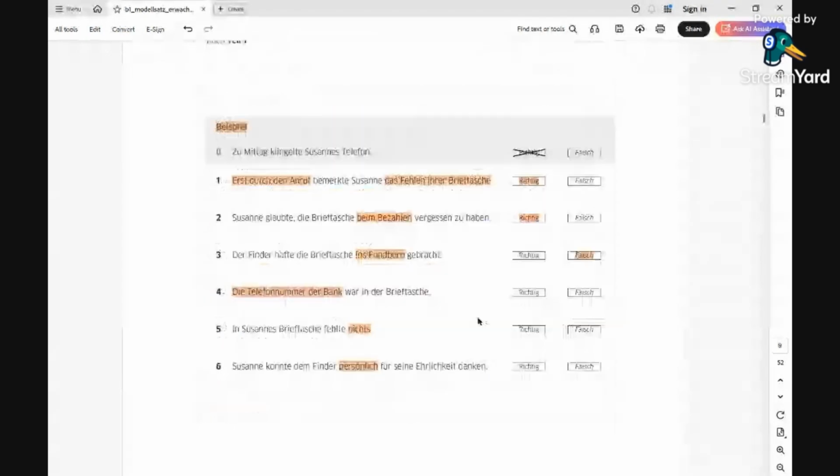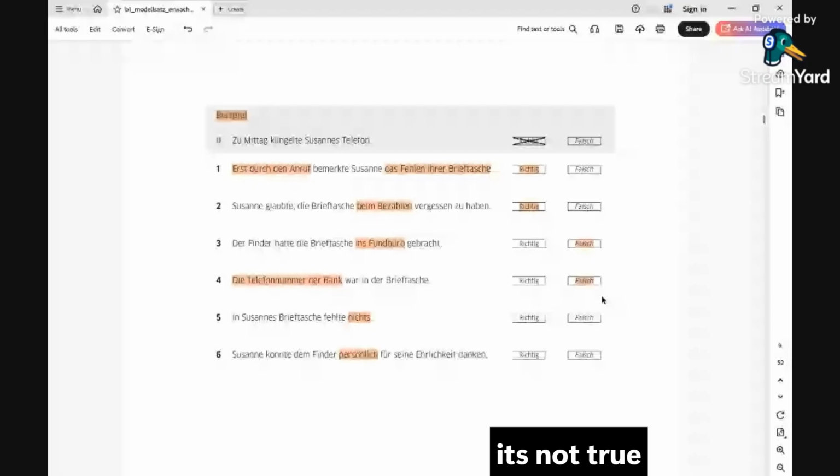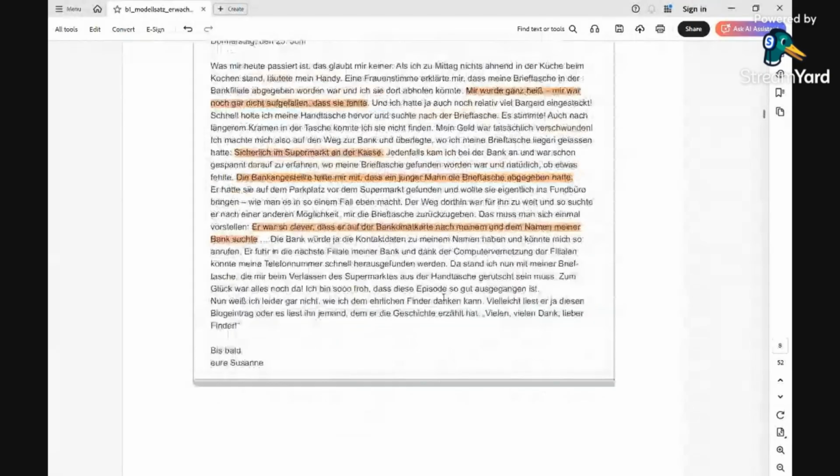Okay, so the Telefonnummer der Bank bei der Brieftasche is not true. So it's the name of the person and the name of the bank. So even if you continue reading the passage, you will know how he was able to find the bank. So die Bank würde ja Kontaktdaten zu meinen Namen haben und könnte mich so anrufen. Okay, so he knew that if he knew which bank it was, he could go there, and the bank will have the contact details of the person, and they can call the person.